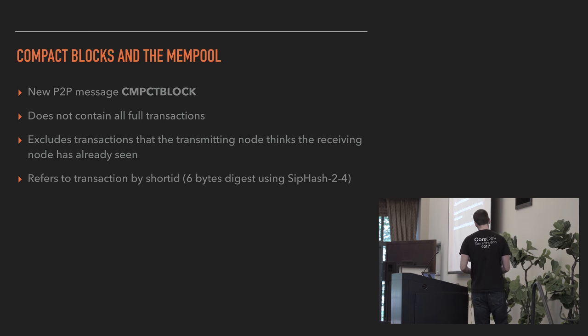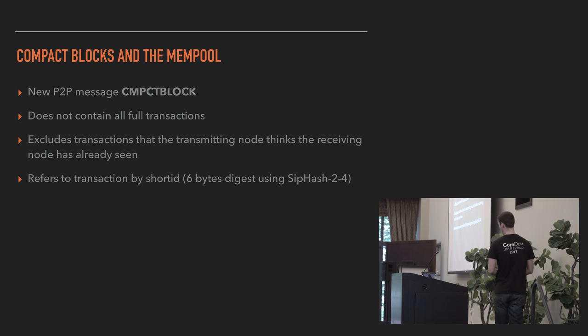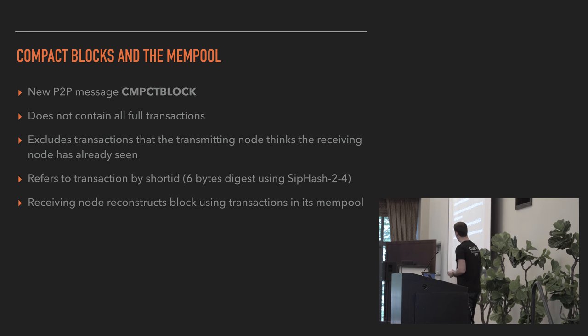It refers to transactions by a short ID. That's a 6-byte digest using this SipHash-2-4 algorithm. And then the receiving node will take those short IDs and see if they map to transactions in its mempool and try and reconstruct that block itself. Right? So you're saving a lot of bandwidth and potentially you're saving time.